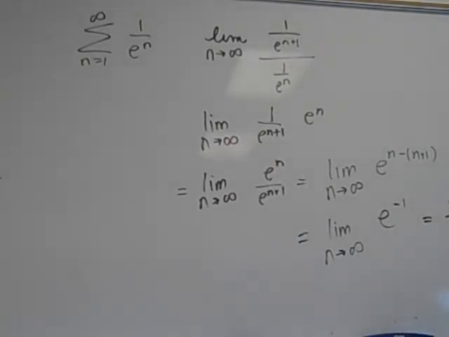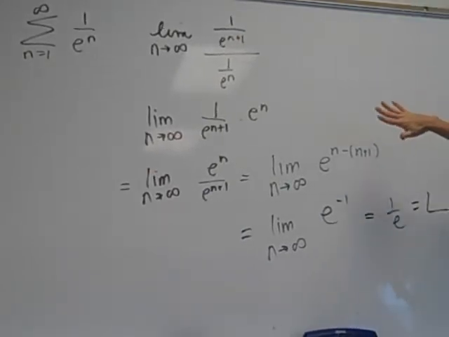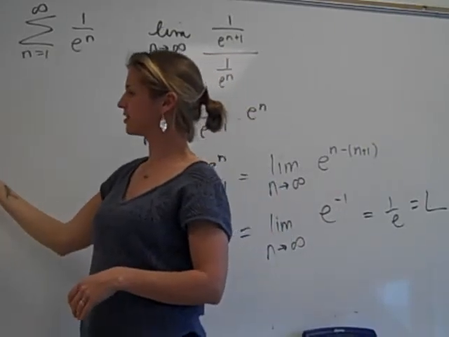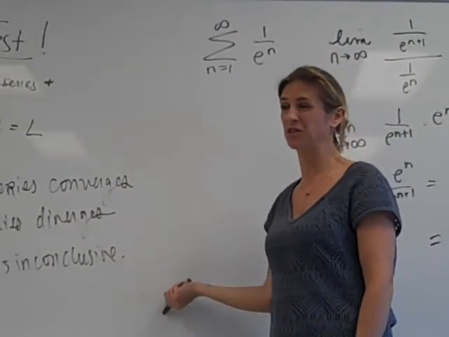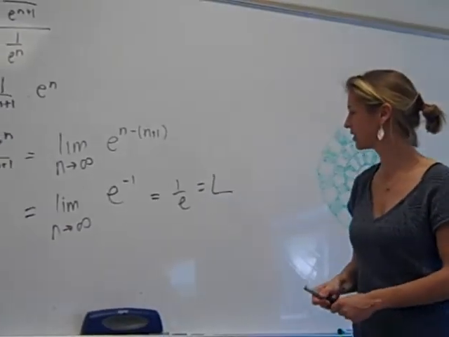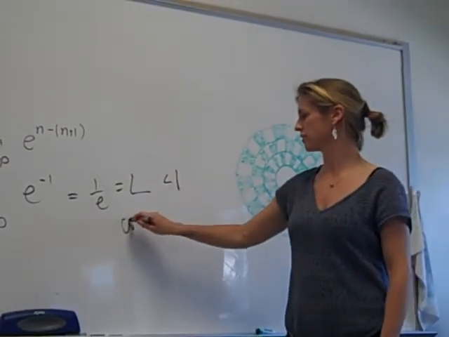So the rule says, put 1 over the other, the n plus 1 in the n, see what you get, and whatever you get, if it's less than 1, the series converges. If it's bigger than 1, the series diverges. If it equals 1, the test is inconclusive. So, it's less than 1, so the series converges.